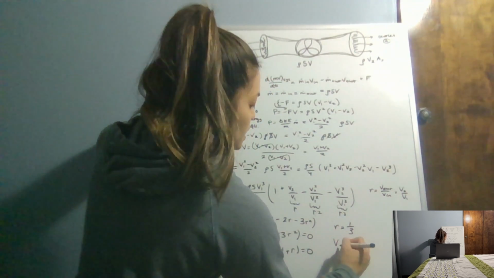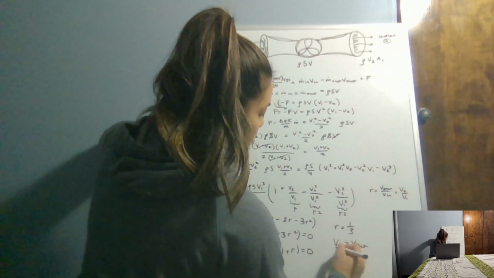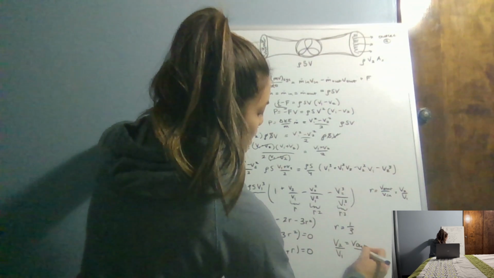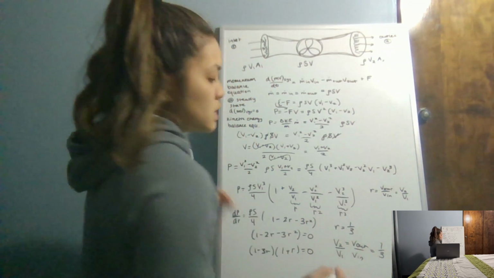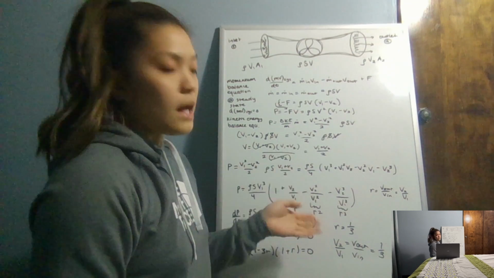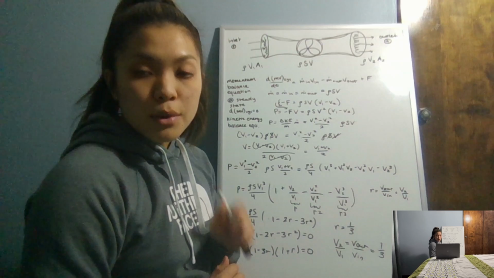So then the velocity out with ratio to the velocity in is equal to 1/3. So that's the ratio of the outlet to the inlet for the maximum power assuming perfect efficiency.